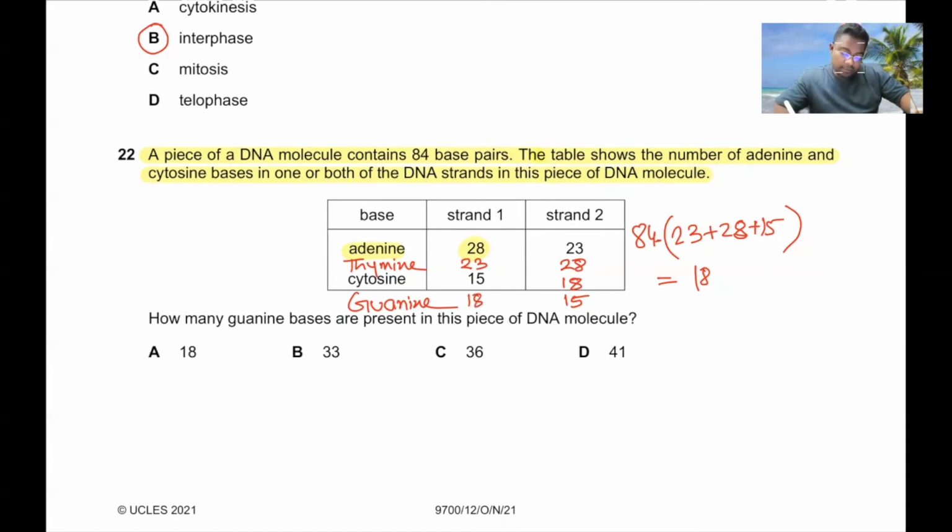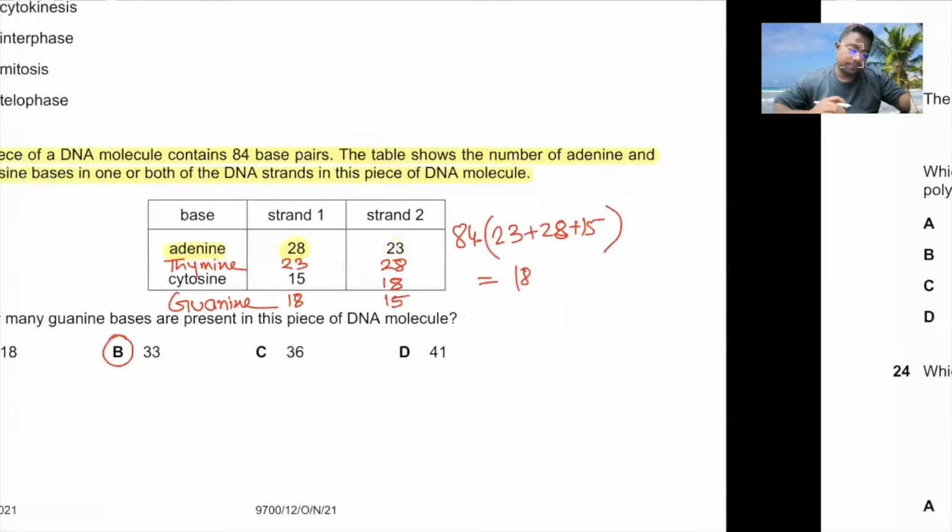How many guanine bases are present in this piece of DNA molecule? So guanine, there will be 18 plus 15, a total of 33. So B will be the correct answer. Question number 22, B is the correct answer.